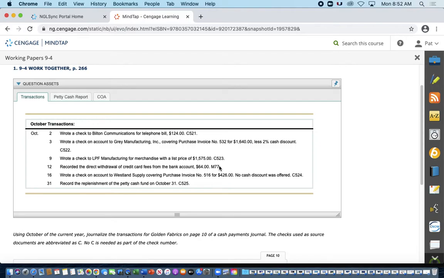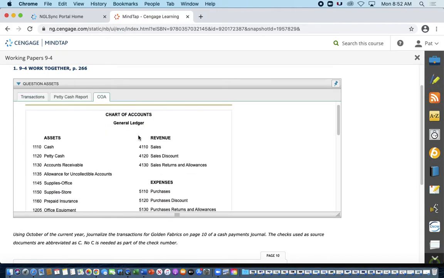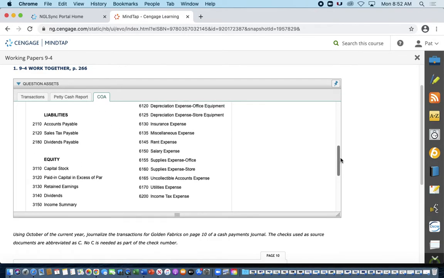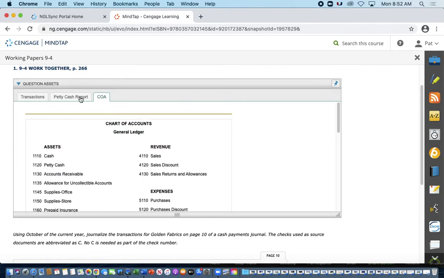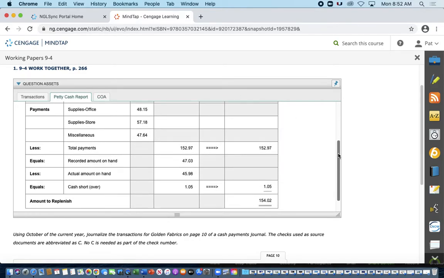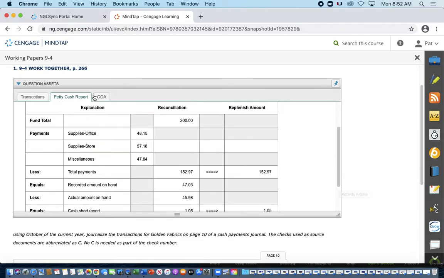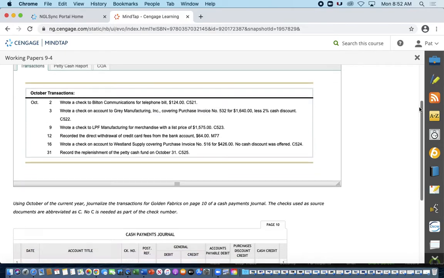Okay. So some of these transactions are going to be done just like we always did. Debit the expense, credit the cash. If you have any questions on what some of these expenses could be, we have the chart of accounts here. We might have a petty cash, where you remember you debit the expenses when we replenish. Cash short and over: if it's short, you'll debit it. If it's over, you credit it. So we kind of got some resources there.